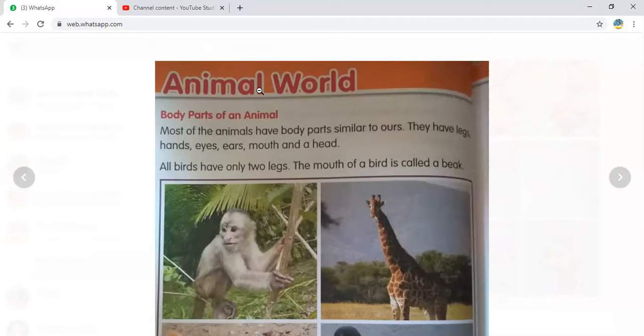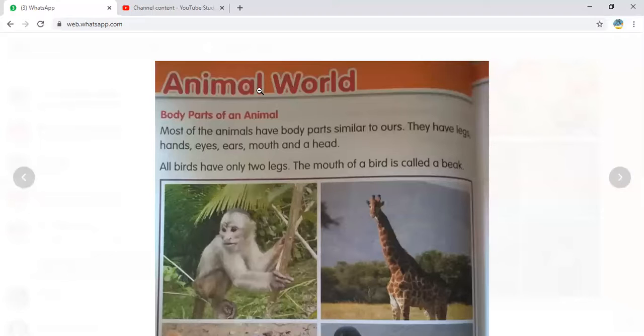Yes, so many organs. We also have hands, legs, eyes, ears, mouth and head. All these body parts are similar to ours. Next, all birds have only two legs. Birds have legs, only two legs.